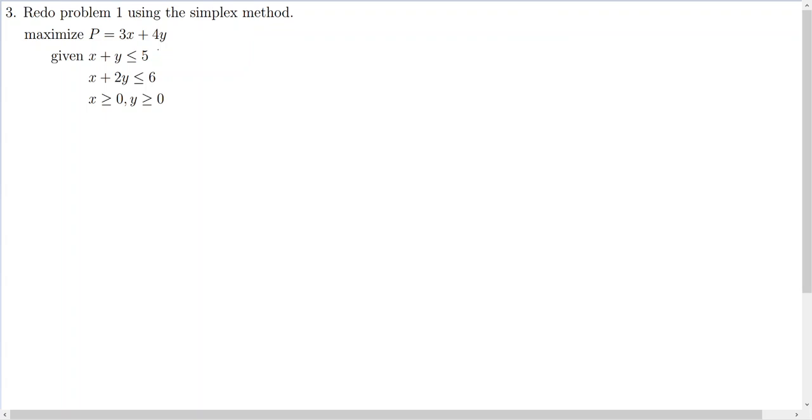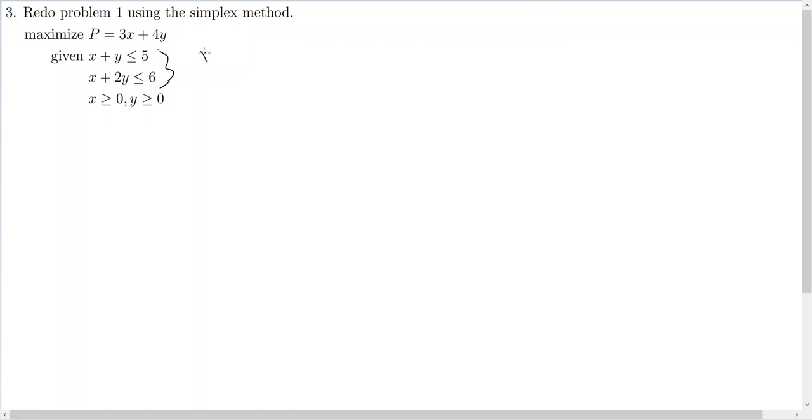Okay, so the task now is to redo problem 1 using the simplex method instead of the geometric approach. To do that, the first thing we have to do is write down a system of equalities, that is equations, instead of inequalities. And we use these things called slack variables to convert the inequalities to equations. So for each inequality, excluding the non-negativity ones, we write down a corresponding equation by introducing the slack variables. So we're going to use S1 and S2 for slack variables.